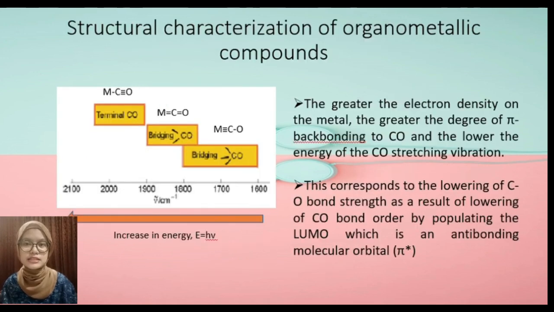Next, the greater the electron density of the metal, the greater the degree of pi back bonding to CO, which is MC bond, becomes stronger, and the lower the energy of the CO stretching vibration. This corresponds to the lowering of CO bond strength as a result of lowering of CO bond order by populating the LUMO, which is an antibonding molecular orbital, pi star.